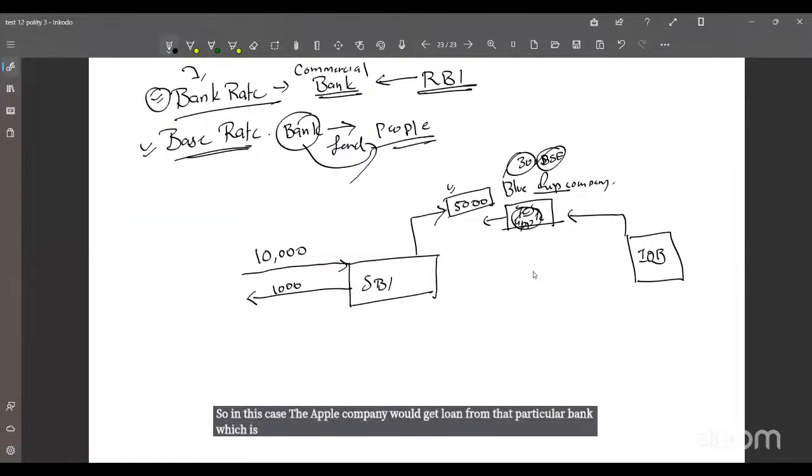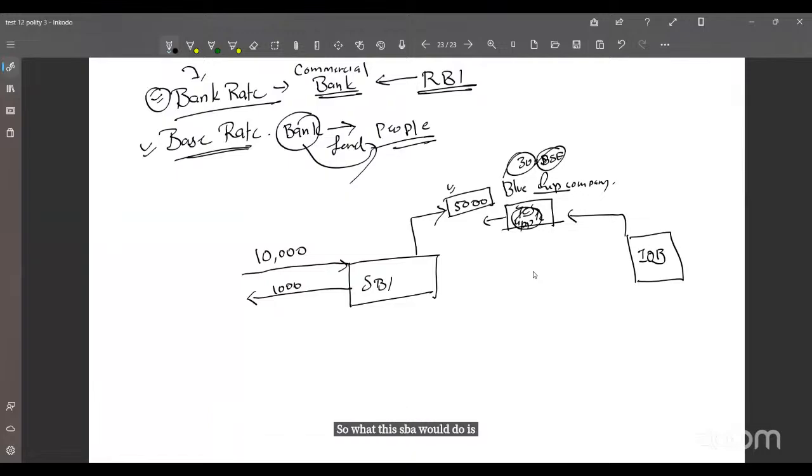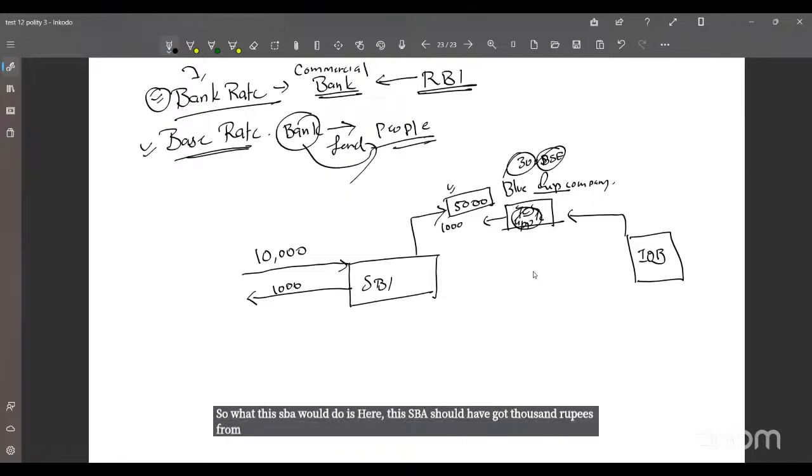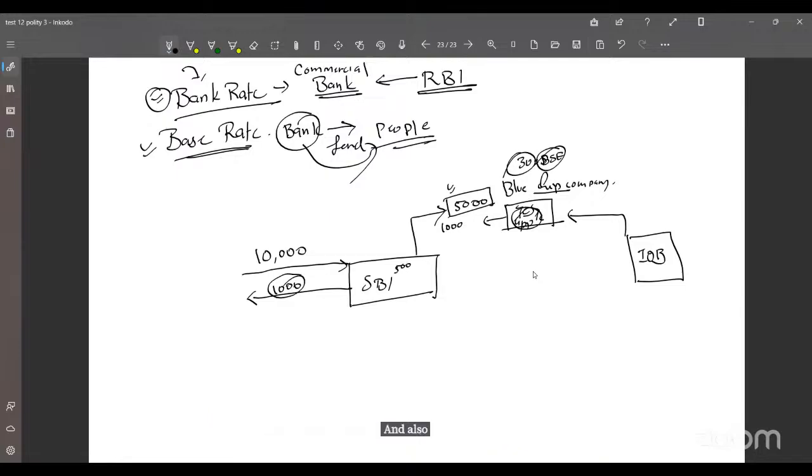So what this SBI would do is, here this SBI should have got 1,000 rupees out of this 5,000 rupees as interest, so that it can repay the depositor, and also it will get 500 as running cost, and there is another 5,000 rupees which need to be lent out. சரிங்களா? மொத்தம் 10,000 இருக்கு. புரியுதா என்னன்னு சொல்லிட்டு? 10,000 ரூபா இருக்கு. அதுல 5,000 ரூபா வந்து இவங்க கேக்குறாங்க.